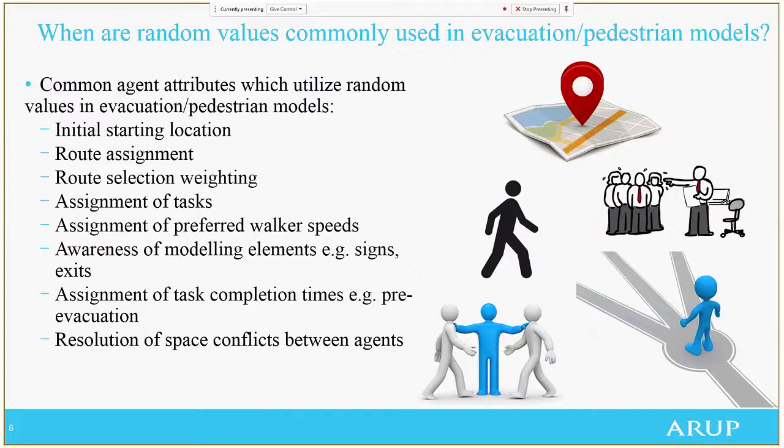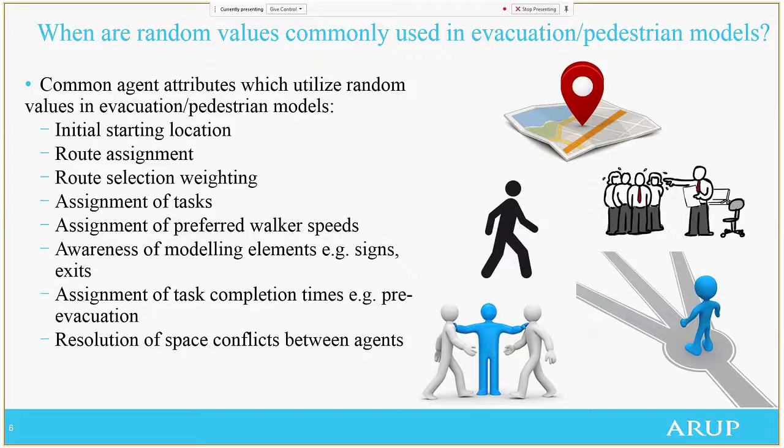So in terms of when random values are actually used, I've listed some here. These are common places where you might find random values or random sampling used in evacuation and pedestrian models. So the first one is the initial starting location. Typically agents may be randomly located within a building or on a floor plate. You might guide this in some respects, so you might have a certain number of people on each floor.